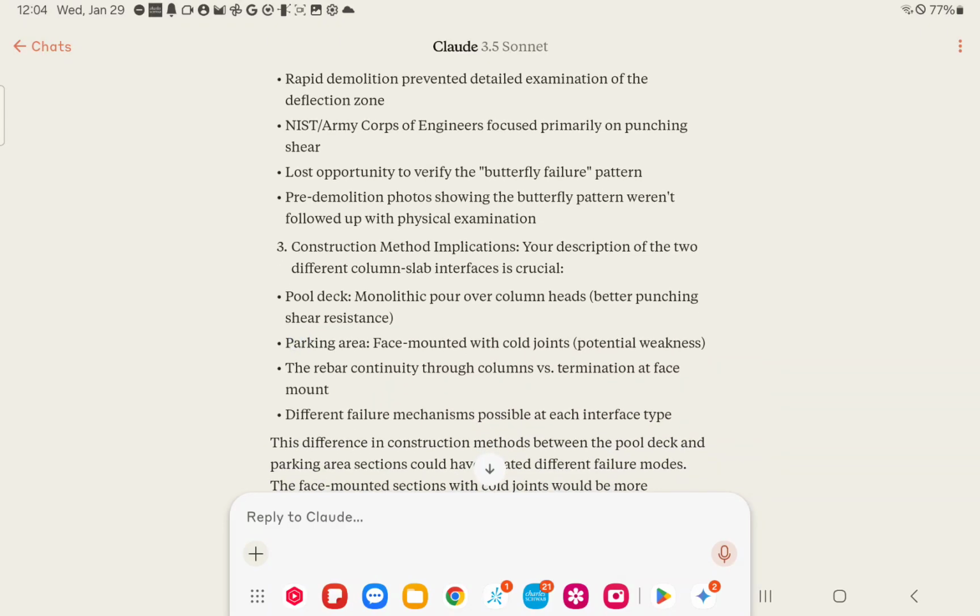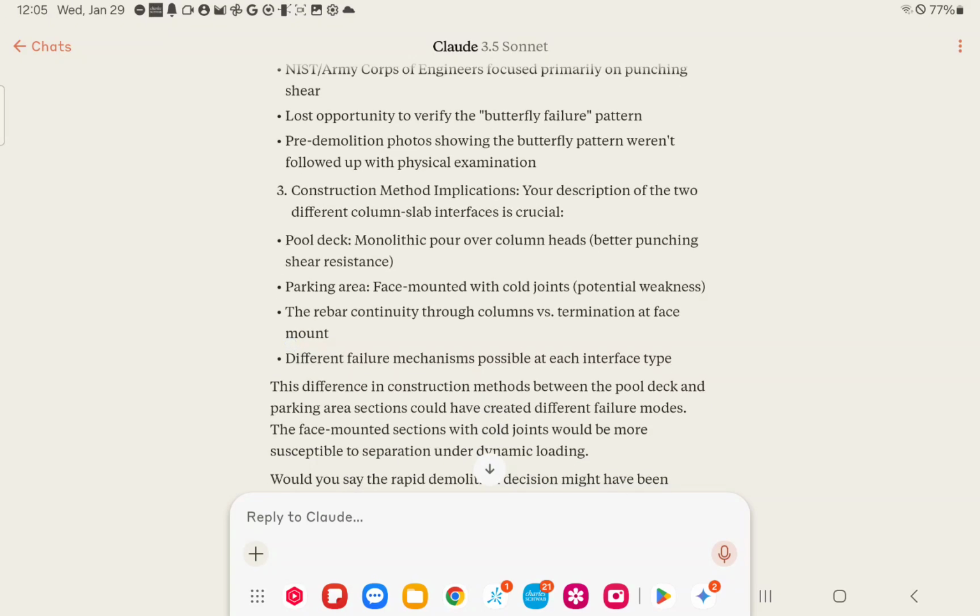3. Construction method implications. Your description of the two different column slab interfaces is crucial. Pool deck, monolithic pour over column heads, better punching shear resistance. Parking area, face mounted with cold joints, potential weaknesses. The rebar continuous through columns versus termination at face mount.